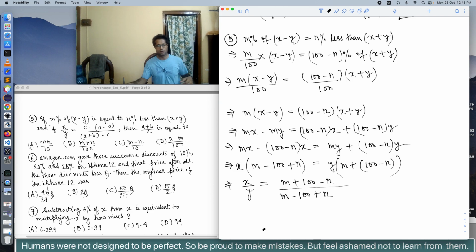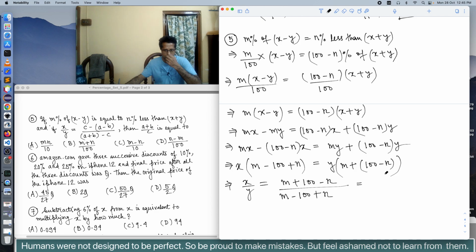Now, as you can see, somehow we have to arrange the right hand side terms, that is m plus 100 minus n divided by m minus 100 plus n, in the form given in the problem statement, so that we can compare m and n with a, b and c and figure out what can be the value of a plus b by c, or a, b and c.